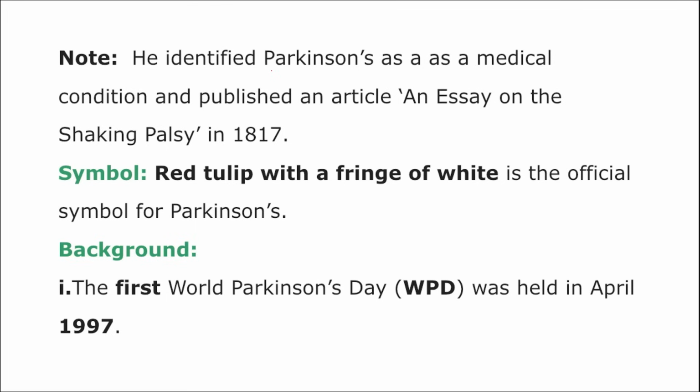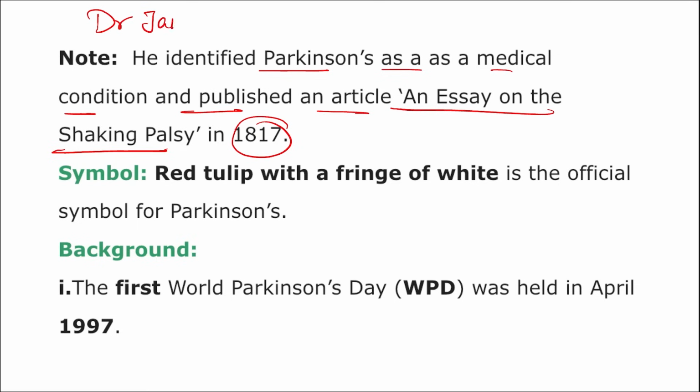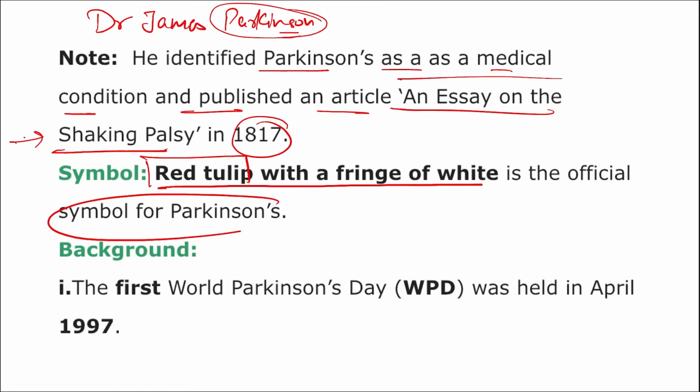He identified Parkinson's as a medical condition and published an essay on the shaking palsy in 1817. Who are we talking about? We are talking about Dr. James Parkinson, who was first to describe Parkinson's. That is the reason the disease is named after Dr. James Parkinson, who wrote an essay on the shaking palsy. Red tulips with a fringe of white are the official symbol of Parkinson's disease, and the first World Parkinson's Day was observed in April 1997, on 11th of April 1997.